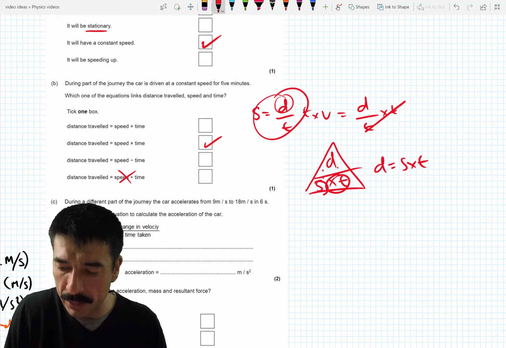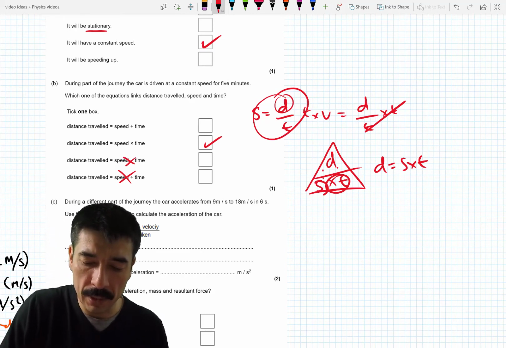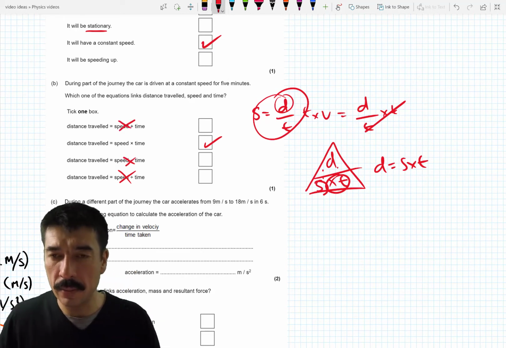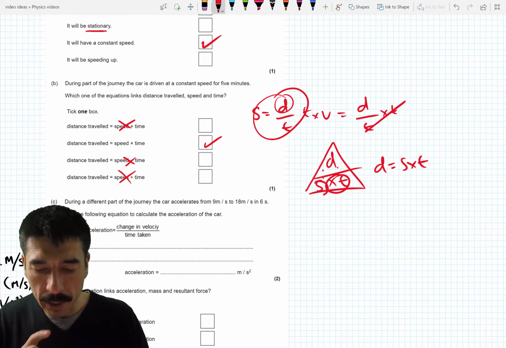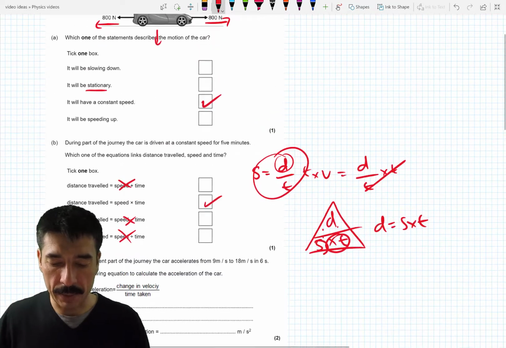Distance equals speed minus time. That's definitely not right. This one, plus time. No, that's definitely not right. So I'm going to go with this answer, okay?